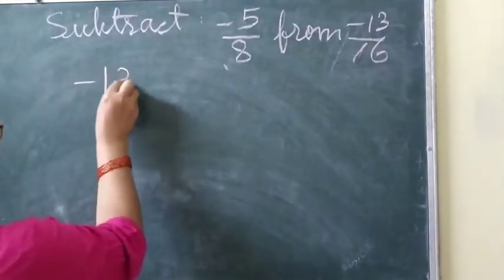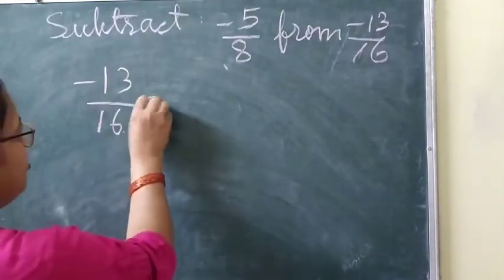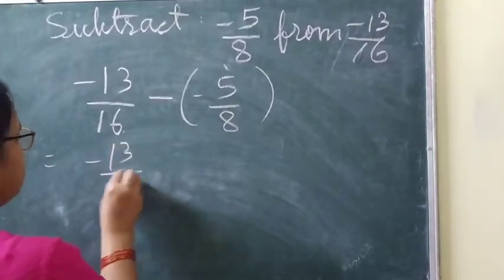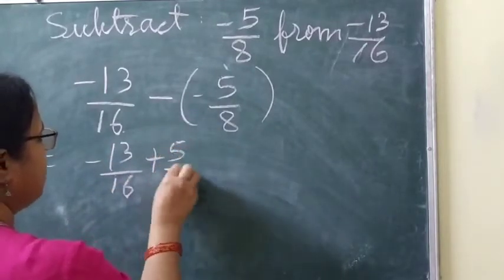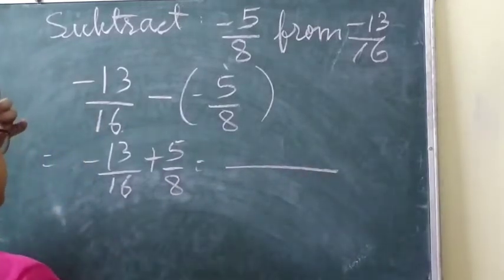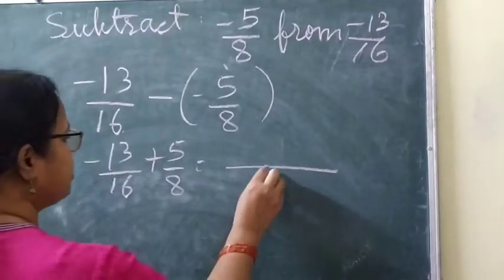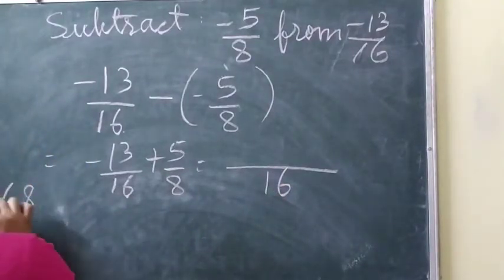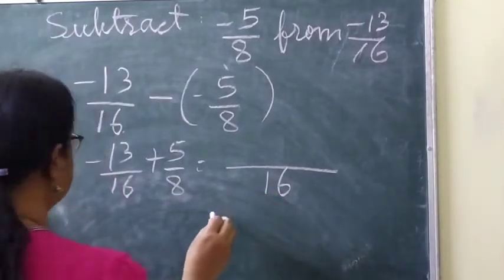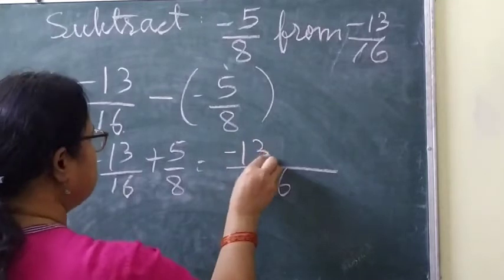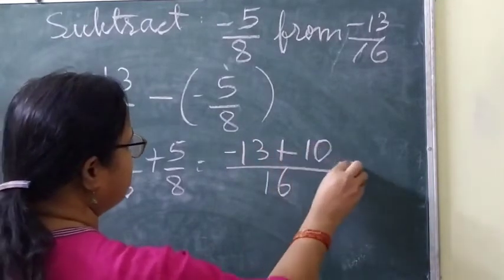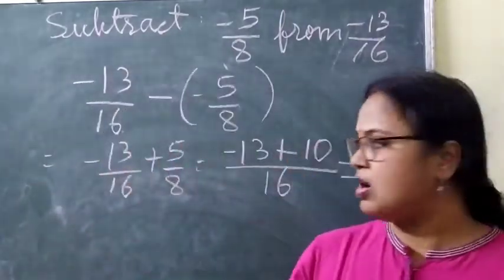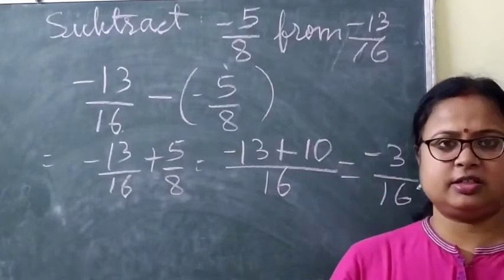So minus 13 by 16 minus what? Minus 5 by 8. So minus 13 by 16 minus minus plus 5 by 8. Take out the LCM. LCM of 16 and 8 will be what? 16. Okay. So how many times? 1. So minus 13 and 10. So this will be what? Minus 3 by 16 answer. Okay. So answer will be what? Minus 3 by 16.